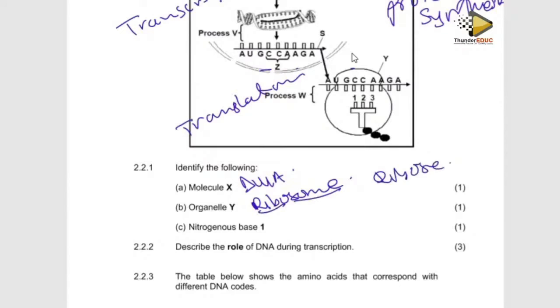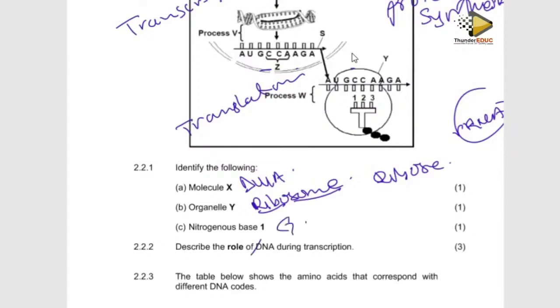That's why we say that rRNA forms the ribosome. Why? Because ribosomal RNA forms the ribosome. That's why we call it a body which is made up of ribose sugar. And remember, this is a ribose. All right. Nitrogenous base 1. Where is nitrogenous base 1? Nitrogenous base 1 is here. If this is cytosine, then definitely this is going to be guanine.